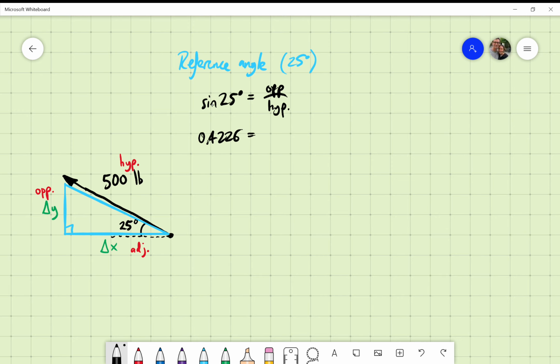The opposite side has been labeled as delta y. And by the way, we could use other labels. I'm just going to keep using the delta notation because I like it. And 500 was the hypotenuse. We solve that equation now by multiplying 500 onto both sides.